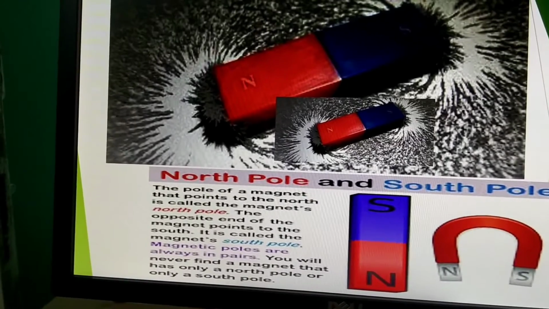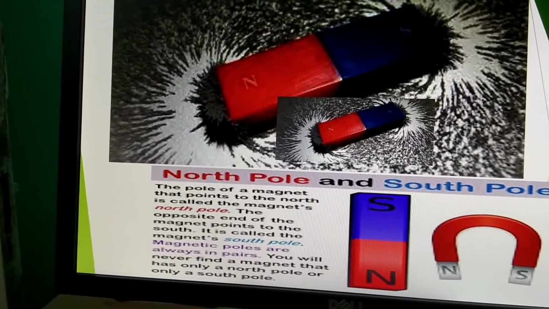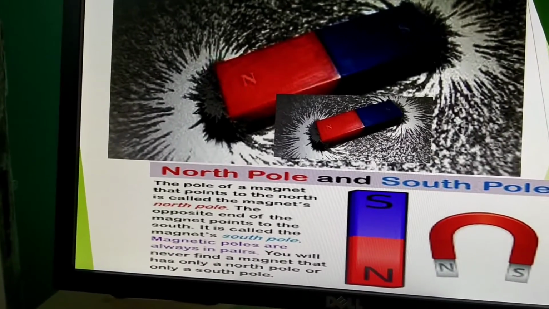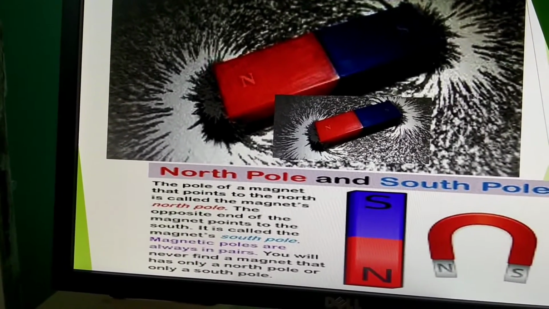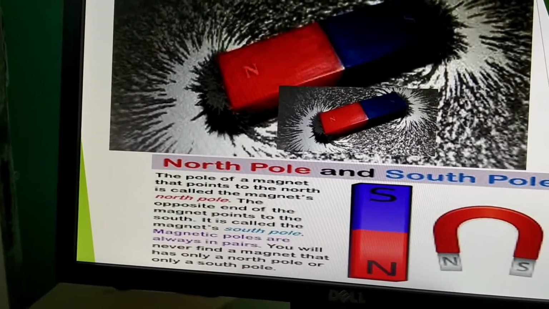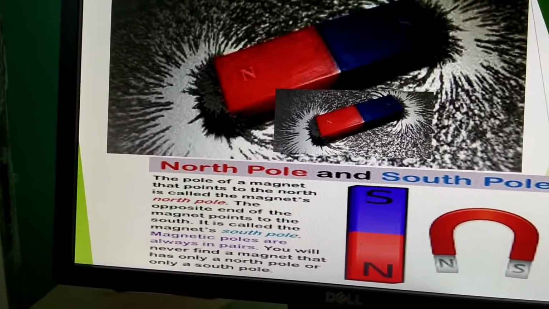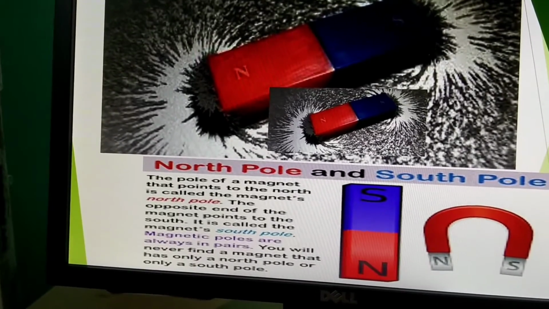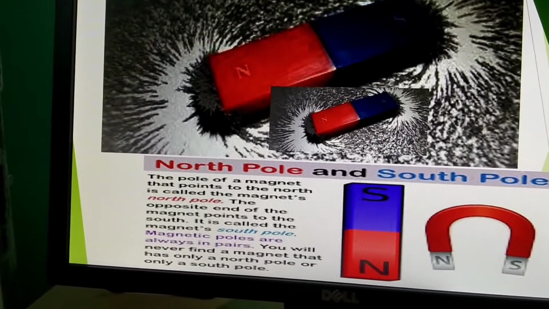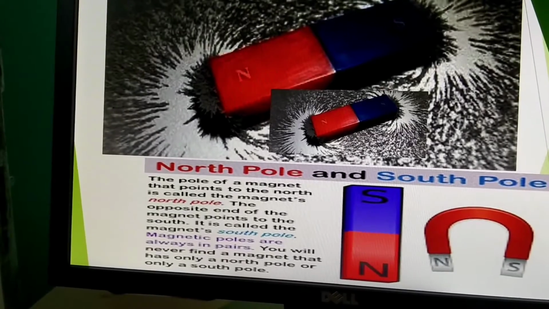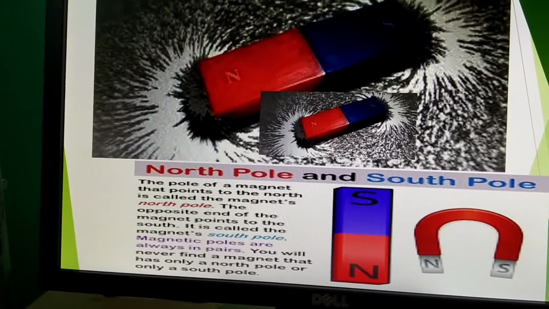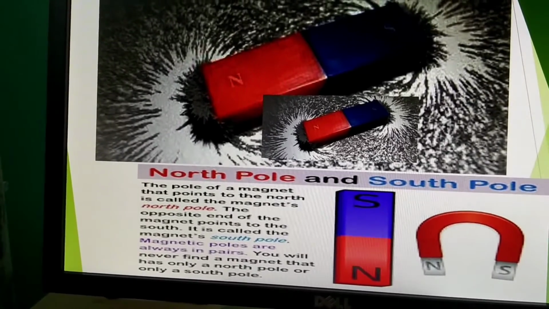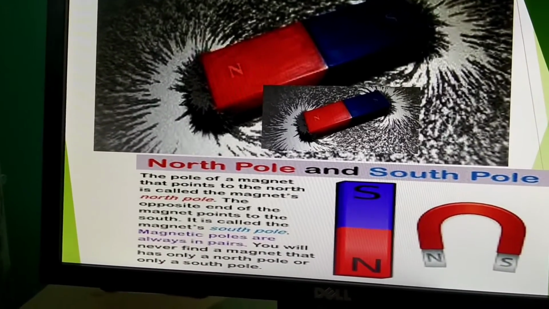Now here you can see that the red one where it is written capital N shows the North Pole and the blue one shows the South Pole. In the first one we have a bar magnet. In the second one we have a U-shaped magnet. Whatever may be the shape of a magnet, it is impossible to get a magnet which has only one pole.